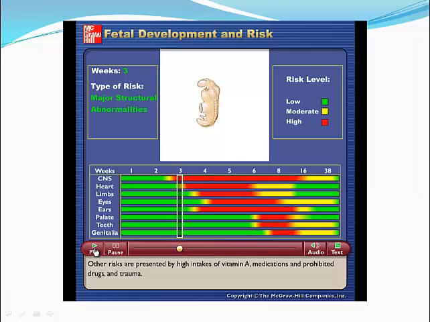The development of the central nervous system continues for 16 weeks, so the central nervous system is at high risk throughout that period.